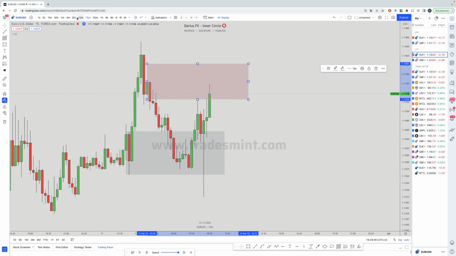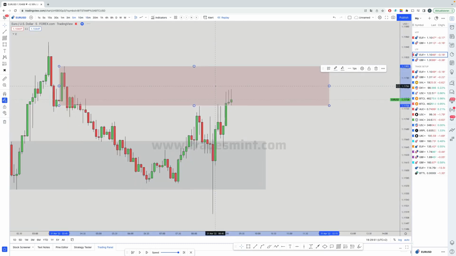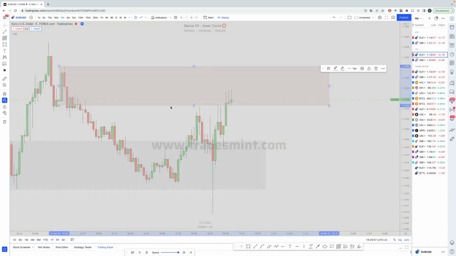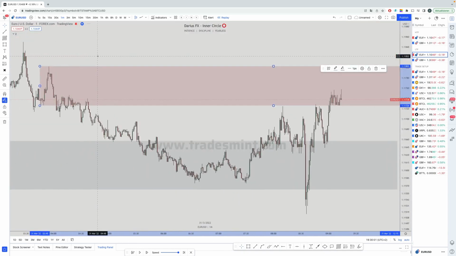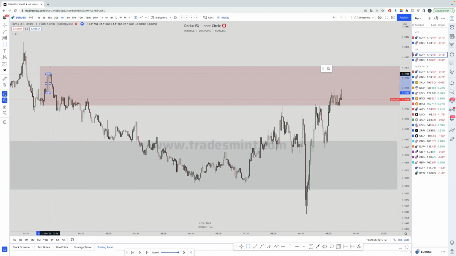Now within this supply zone, what we do is we refine everything down. So you got here the M5 range. Let's check out the M1. What we got on the M1 is also this supply range.